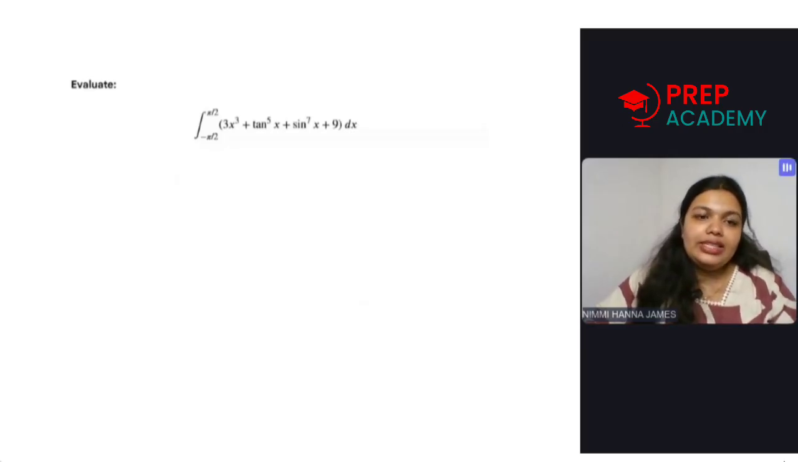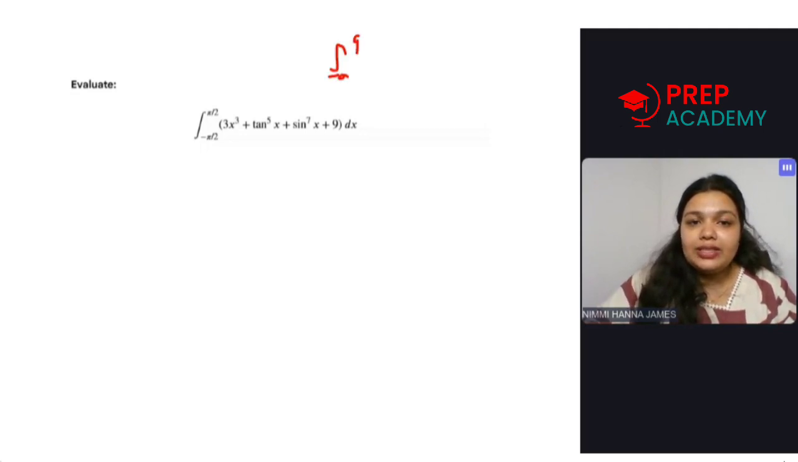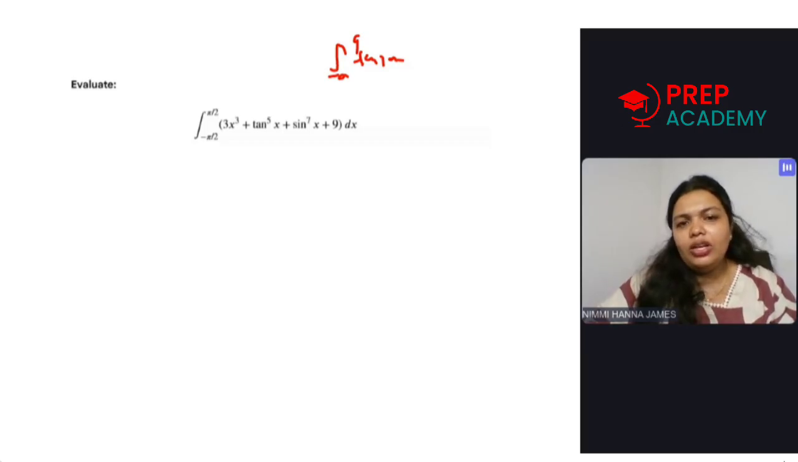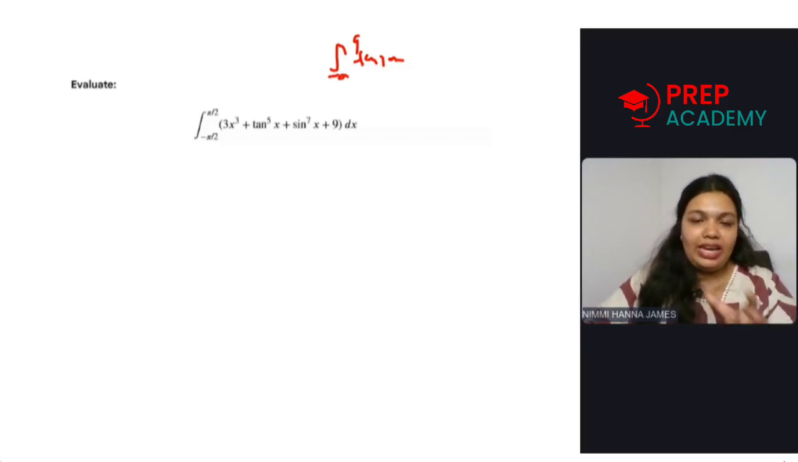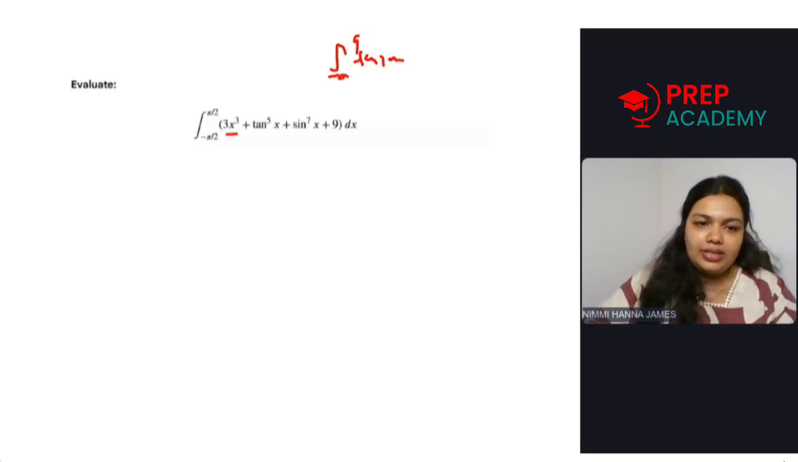Now evaluate the integral from minus pi by 2 to pi by 2 of 3x cube plus tan raised to 5x plus sin raised to 7x plus 90x. This is also a function of the form integral minus a to a f of x dx. So let me check all of these separately, 3x cube and so on, since this is a combination of many functions.